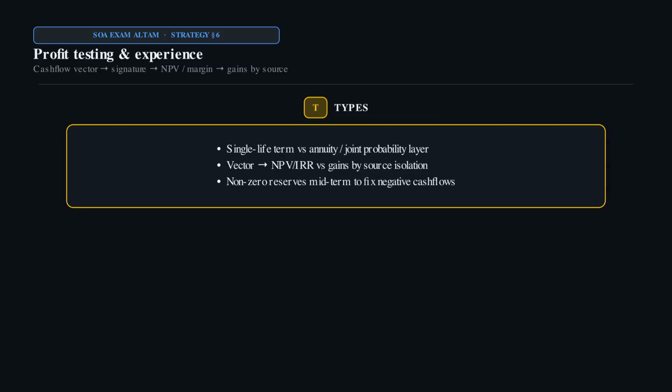Differences: single life term versus an annuity or joint probability layer. A cash flow vector to NPV or IRR versus gains by source that isolate interest, mortality, and expense. And introducing non-zero reserves midterm to fix negative cash flows, a commentary pattern seen in April 2026.